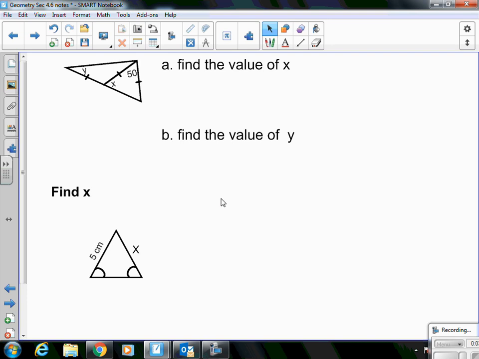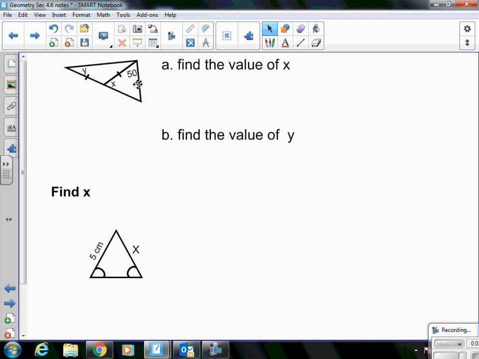So here we want to find the value of x and find the value of y in this figure right here. And so when we look at that figure, we've got 50 degrees right here, and we've got a couple of tick marks showing that sides are congruent to each other, right? So I focus on this triangle right here with the x and the 50 in it.